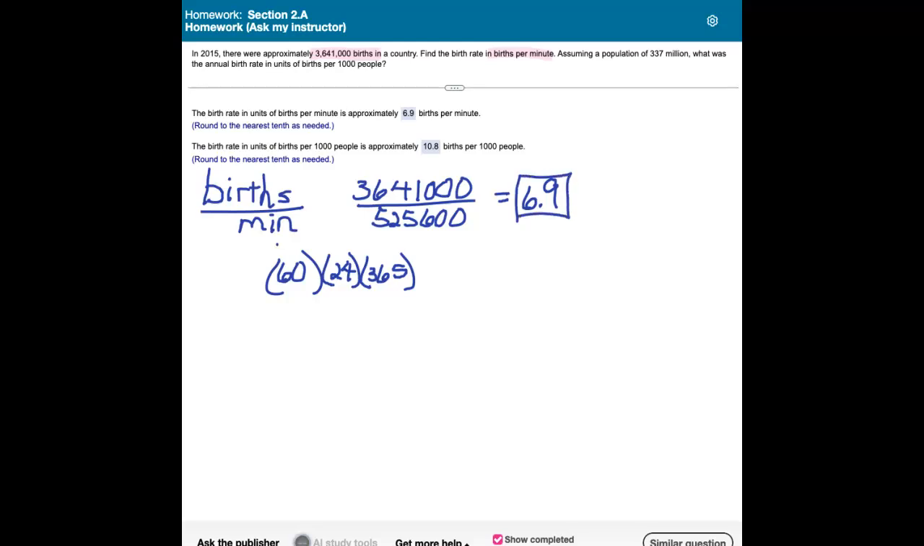Now the second part of the question asked us to say that, well, if the population is 337 million, we're going to use that fact. What is the birth rate in units of births per 1,000 people? So this time we're looking for births per 1,000 people.